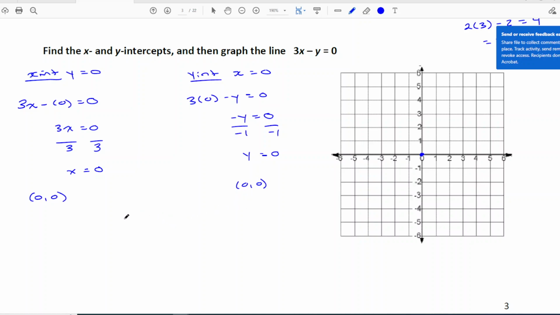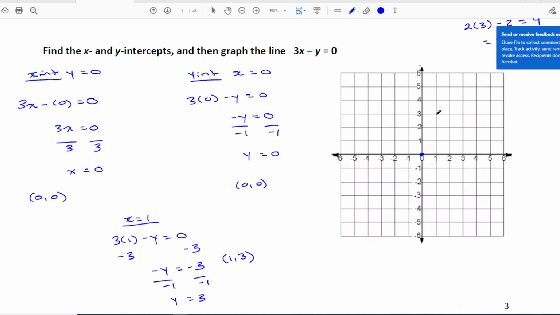So let's plug in, I don't know, x is 1. So I get 3 times 1 minus y equals 0. Now, I would just add y to both sides, but most people would subtract 3. So I get negative y equals negative 3. Divide both sides by negative 1. I end up with y equals 3. So there's another point, (1, 3).